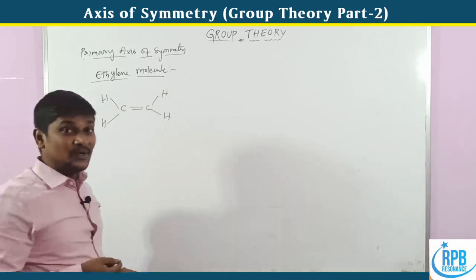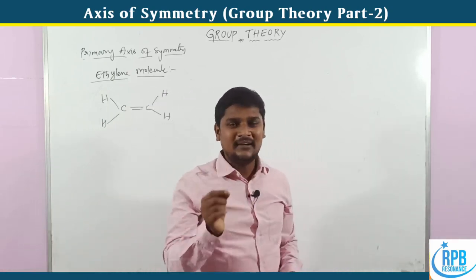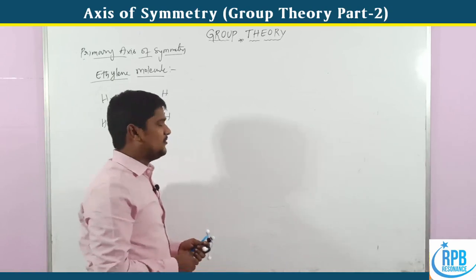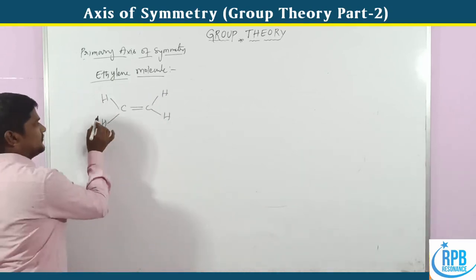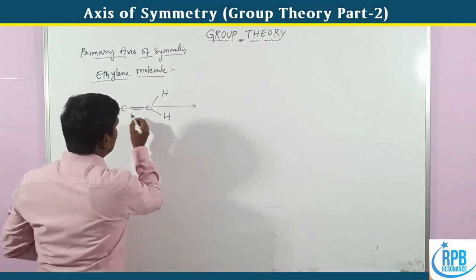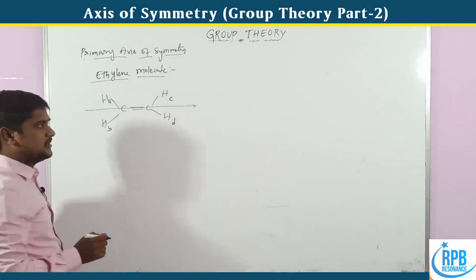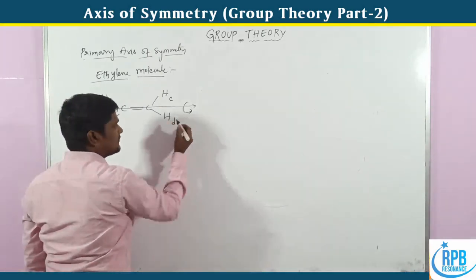So in the ethylene molecule, how many kinds of axes of symmetry are present? Can you imagine a simple axis of symmetry through the two carbon atoms? So you have HA, HB, HC, HD. This is the simplest representation, and this is the C2 axis of symmetry.